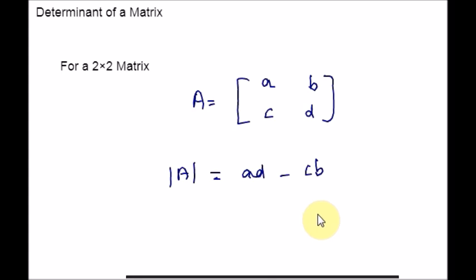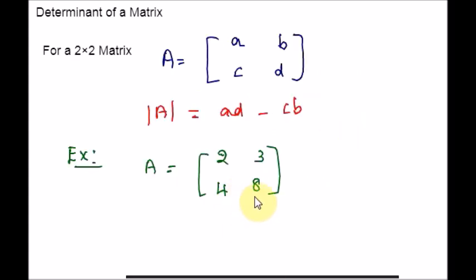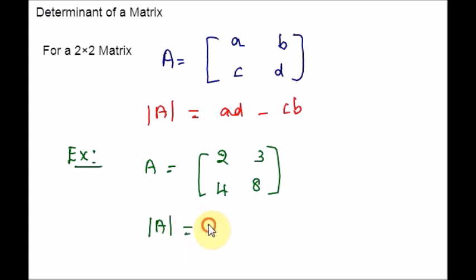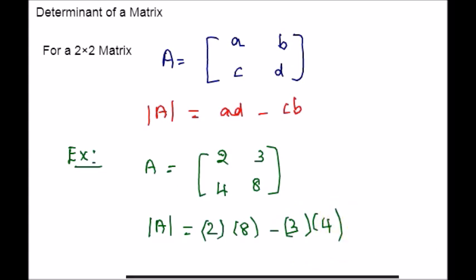I'll take an example and explain. You can assume any number. It may be positive or negative. So let's find the determinant for this matrix. We know that we have to cross multiply and place a minus sign in between. Therefore, the determinant of A would be 2 times 8 minus 3 times 4. So you have to perform the operation and subtract them. So it would be 16 minus 12, which is 4.